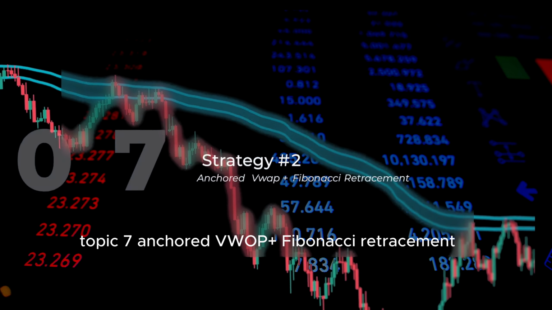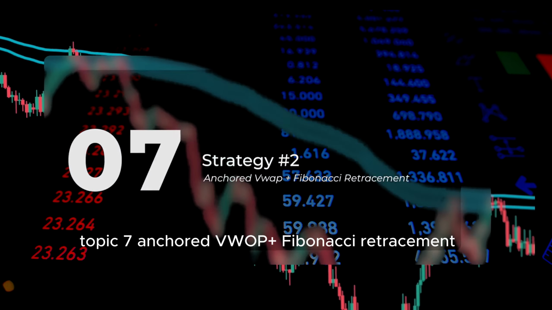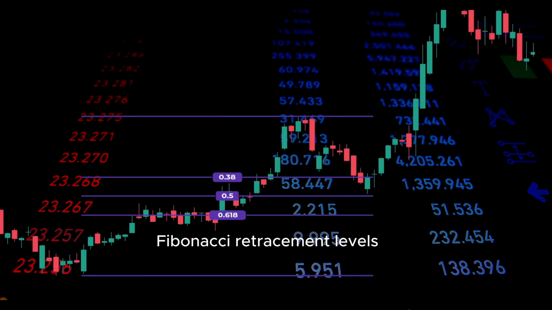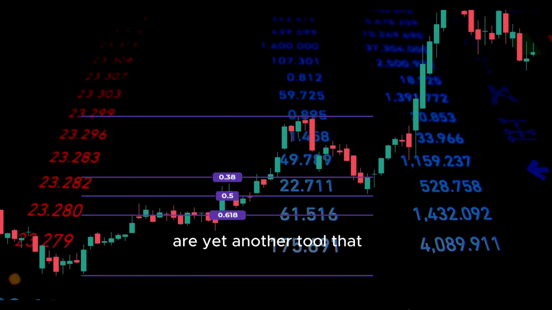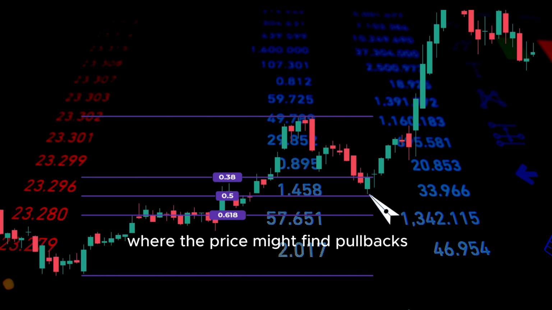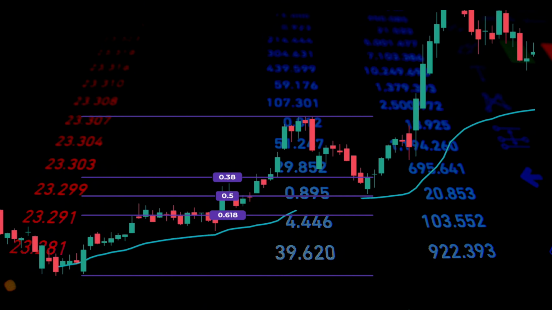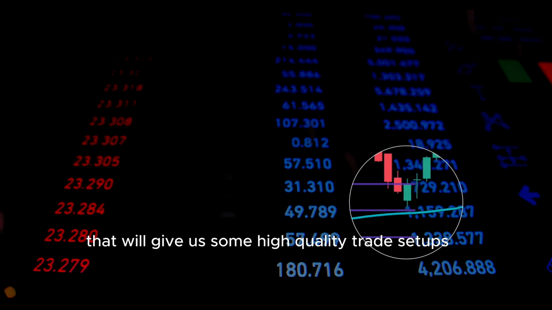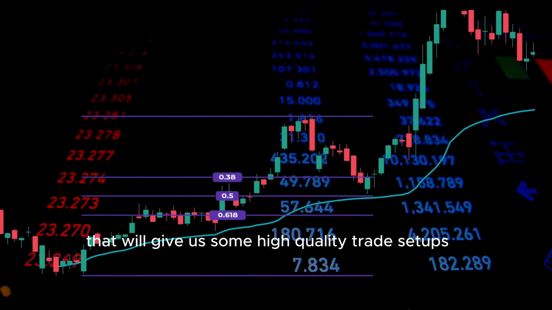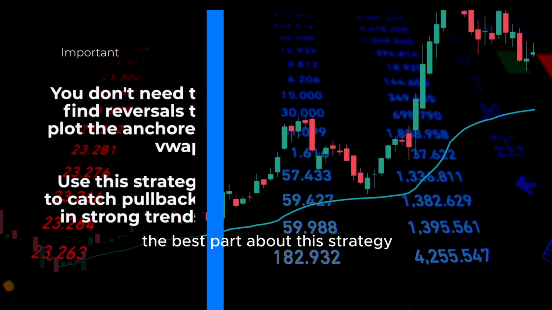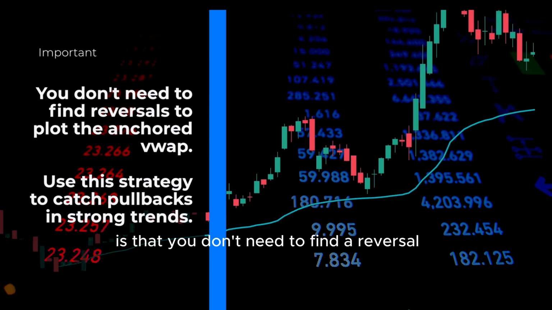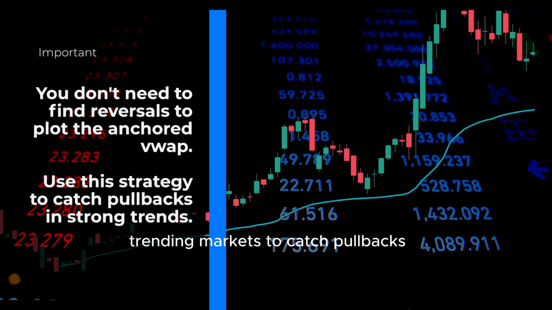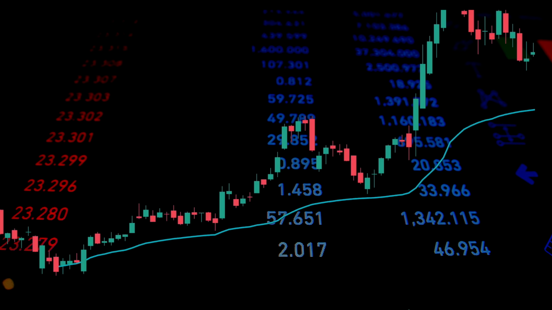Topic 7: Anchored VWAP plus Fibonacci Retracement. Fibonacci retracement levels are yet another tool that can help us in spotting areas where the price might find pullbacks. If we combine Fibonacci with Anchored VWAP, that will give us some high-quality trade setups. The best part about this strategy is that you don't need to find a reversal to plot the Anchored VWAP. We can utilize this strategy in strong, trending markets to catch pullbacks.